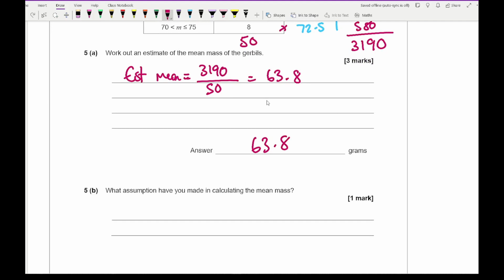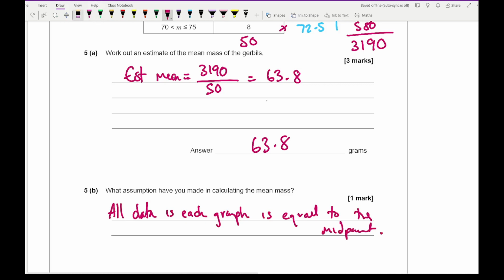The next question, which is very popular when it comes to these types of group data questions, it says, what assumption have you made in calculating the mean mass? So something along the lines that all data in each group is equal to the midpoint. So something along those lines would be absolutely fine to get the marks. So something along the lines of the fact that we've assumed that all the values are at the midpoint, we've used rounded data in terms of we don't know the exact data for this.